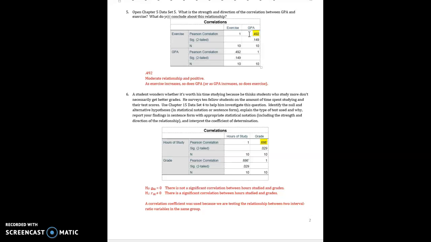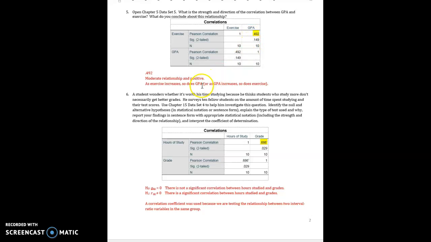0.492. In terms of the strength of this relationship, remember you can use the eyeball method graph and see that 0.492, which is close to 0.5, is within the moderate category for strength. So we say that this is a moderate relationship, and also that it's positive, right? This doesn't have a negative next to it, which means that it's positive.